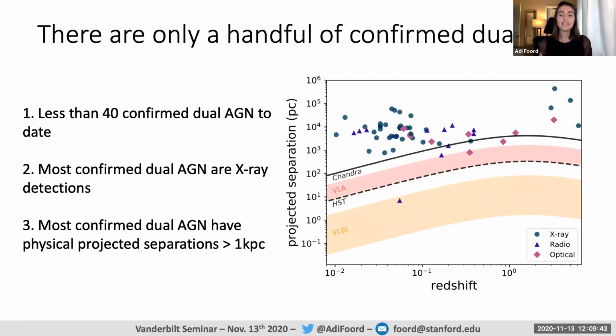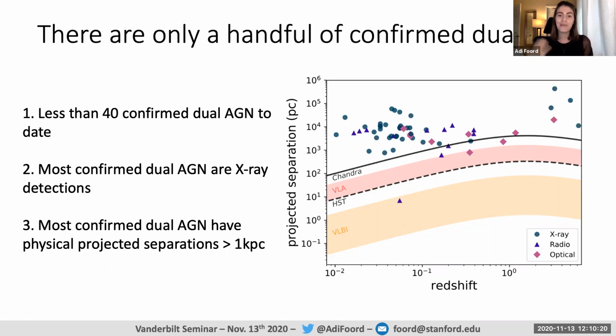In this figure, I'm showing the confirmed dual-AGN from the literature, where the marker denotes the detection wavelength, and I'm plotting the projected physical separation between the two versus their redshift. I'm also including some of the various telescope sensitivities on the figure as well. As you can see, there's less than 40 confirmed dual-AGN to date. Most confirmed dual-AGN are X-ray detections, and most confirmed dual-AGN have physical projected separations greater than a kiloparsec.